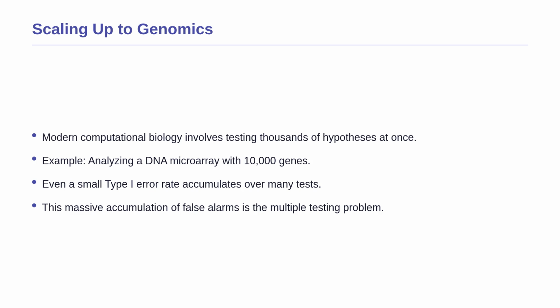Even if we set a very strict, low probability for a type 1 error on a single gene, running thousands of tests means those small probabilities add up. This massive accumulation of false alarms is a famous issue called the multiple testing problem, and it is a major hurdle in genomics.